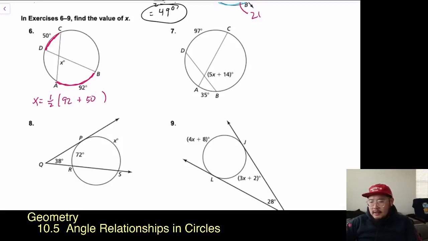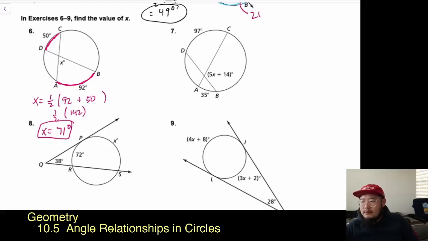Go ahead and put things together, we end up with 1/2 of that, which is 142. And if you take half of that, you'll end up with 71. So the measure of angle X is 71 degrees.